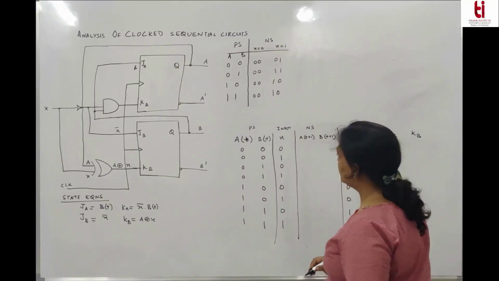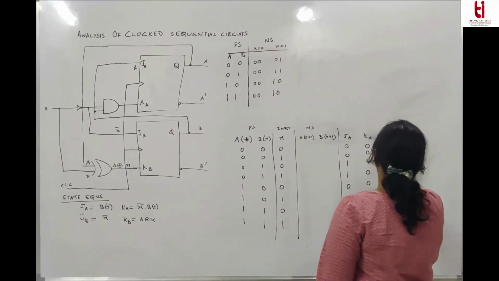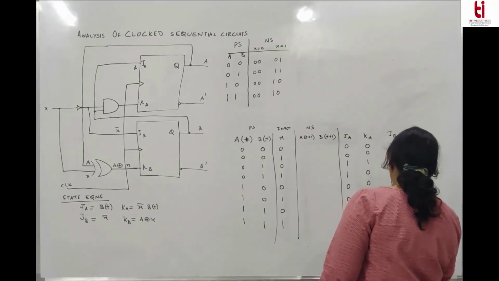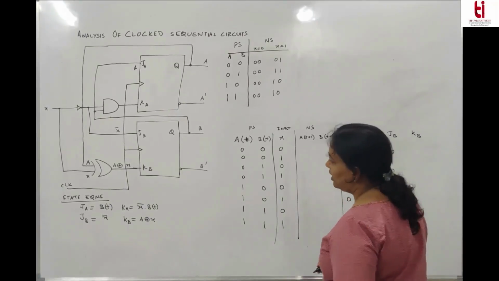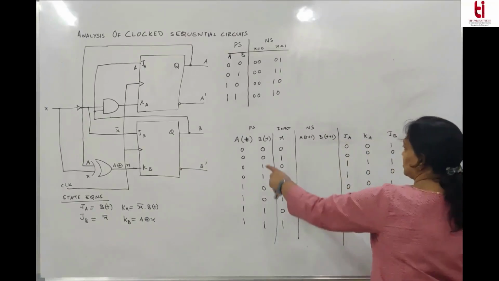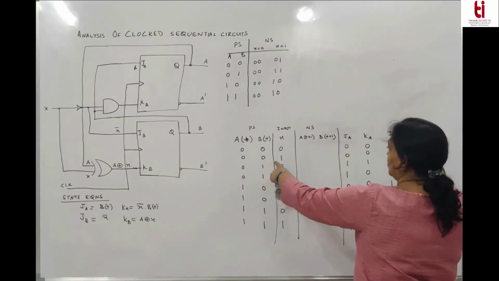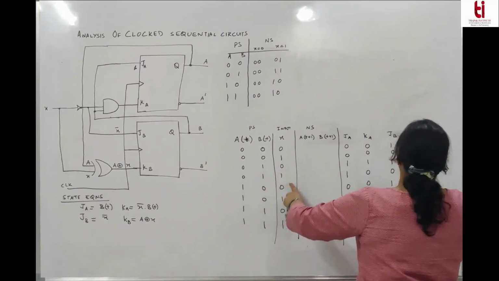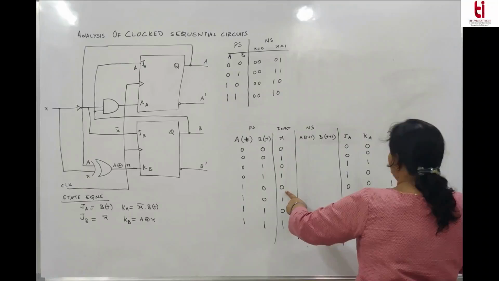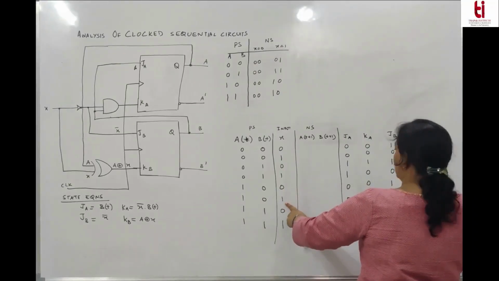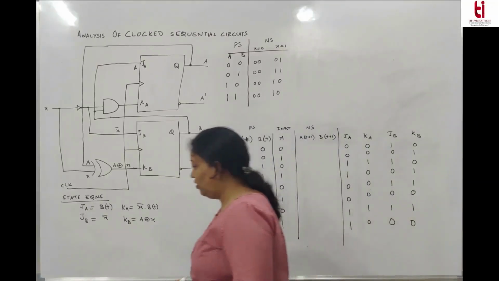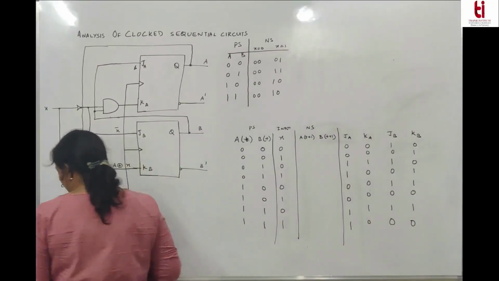What is JB? It is equal to X bar, so it's just the complement. And what is KB? It is A XOR with X. So 0, 1, 0, 1, 1, 0, 1. So these are the equations of the flip-flop inputs.